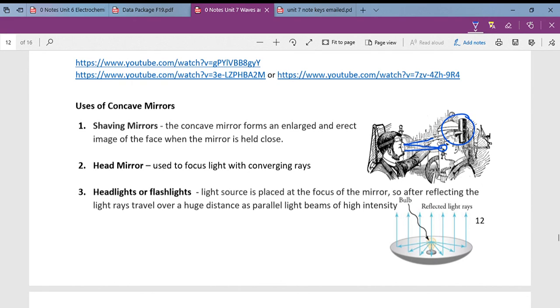Headlights and flashlights do the same thing. So they have all of these rays that are coming in to hit the curved inside of the headlight, which would be a reflective surface. And then instead of making them narrow, they make them go parallel, so that you can increase the intensity of your light.